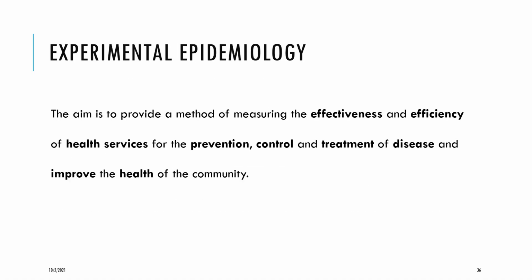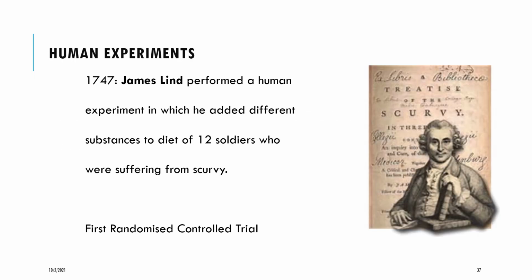Finally, moving on to experimental epidemiology. So the main aim is effectiveness and efficiency. So to test these two, experimental epidemiology, which is our randomized and non-randomized trials, are conducted. So how did we come about this? Now again, this is something important to remember from the point of view of examinations.